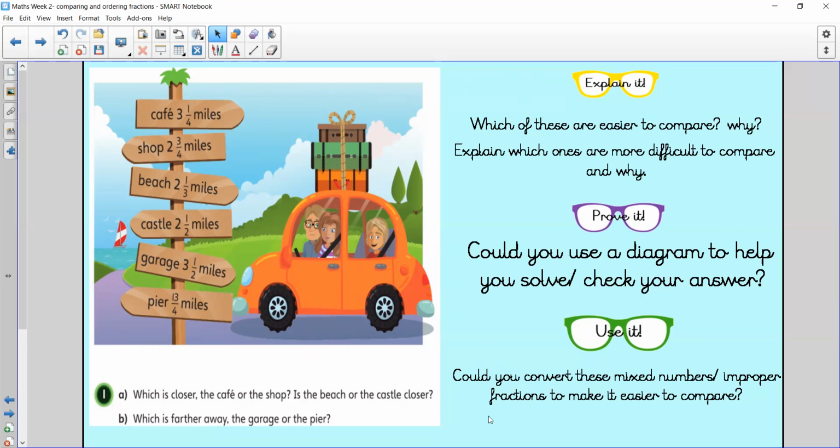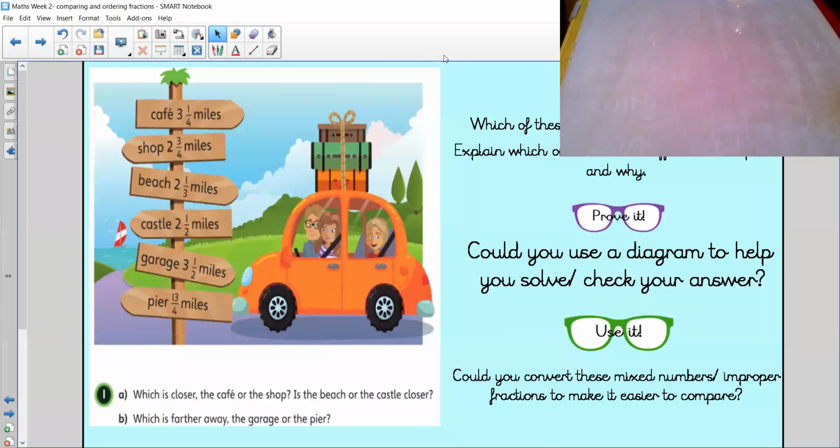And then the use it challenge. Could you convert these mixed numbers and improper fractions to make it easier to compare? So once you've done those questions, or if you are finding this a bit tricky, could you use your learning from a few weeks ago to convert them all so that you can then compare them easier? Okay, once you've had a go at all of those questions, come on back to see if you were correct.